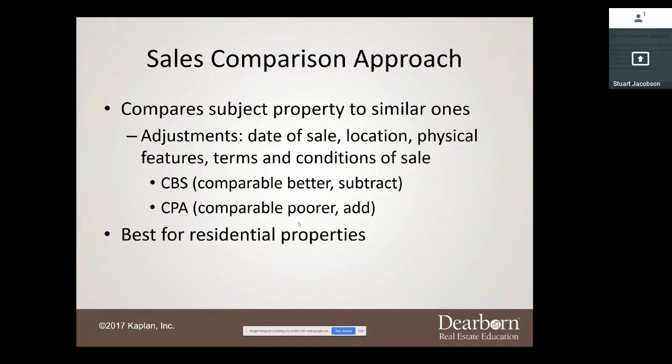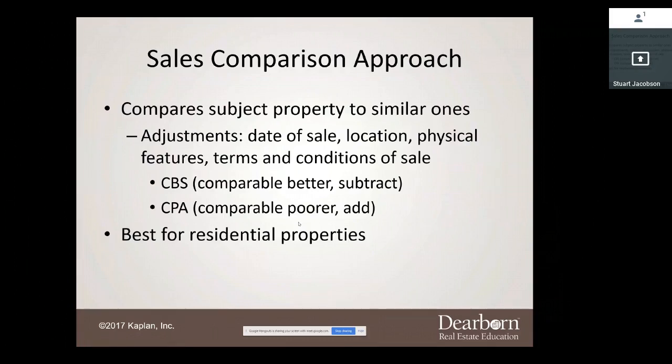Now, residential properties, when they are appraised, they compare the subject property. When we say subject property, that's the property that we're trying to find the value of. And then we find similar properties, called the comparables, that have sold, okay? And we make adjustments to the comparables based on the date of sale, location, physical features, terms, and conditions of the sale, okay?